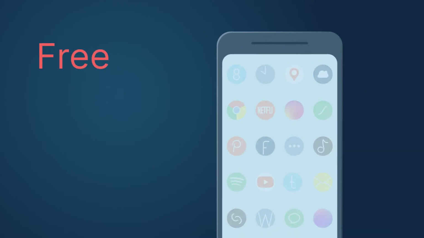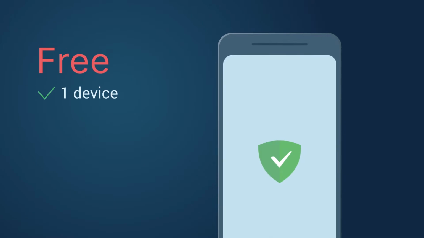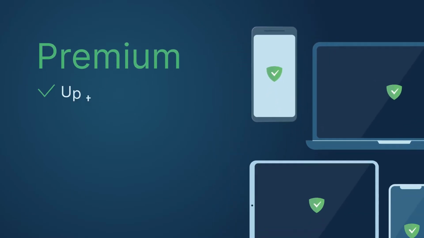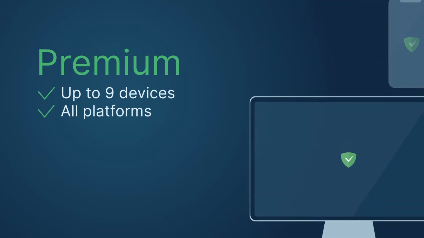The free version of AdGuard for Android can be used on one device. The paid version can be used on 3 to 9 devices and on different platforms: Android, iOS, Windows, and Mac.